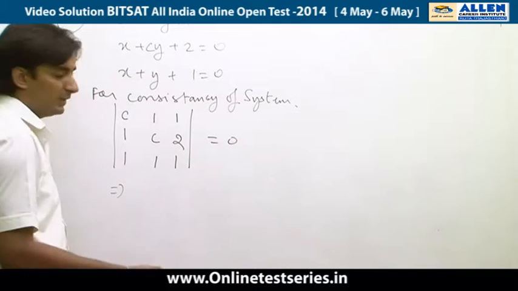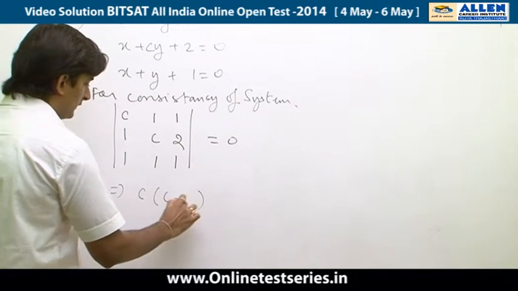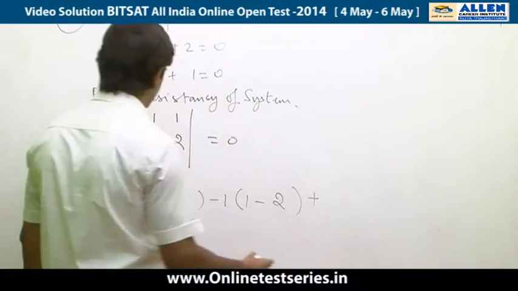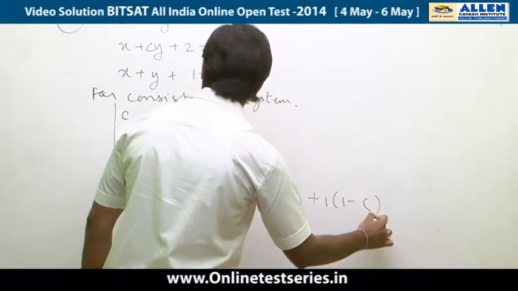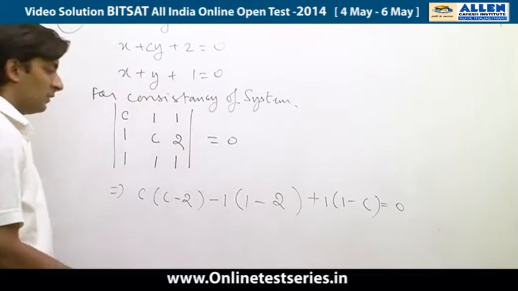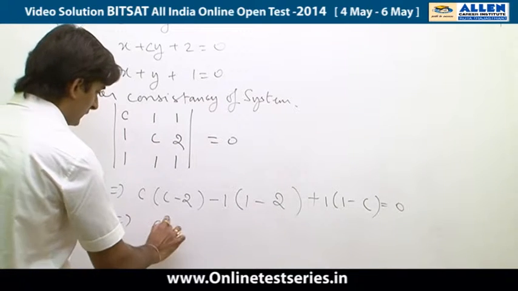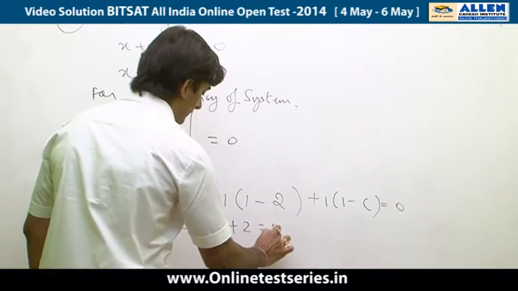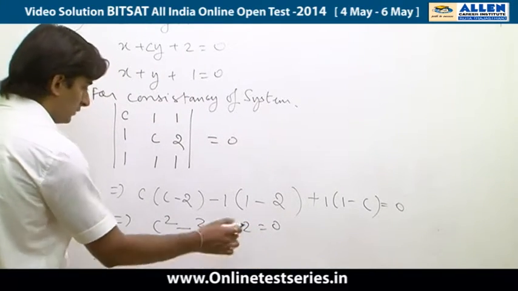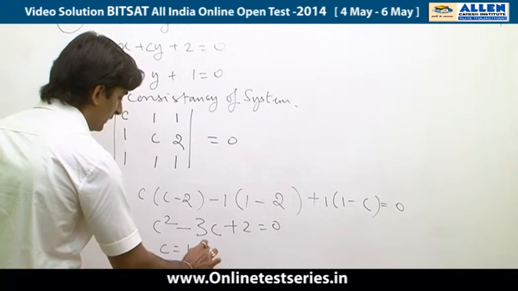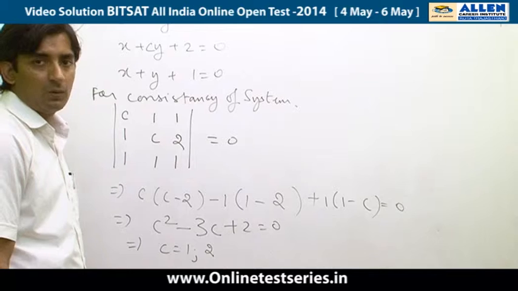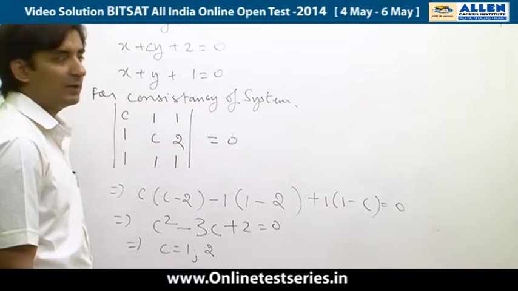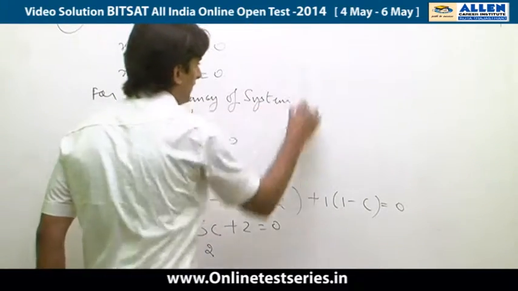So on solving this determinant, it will give us C into (C minus 1) minus 1 into (1 minus 1) plus 1 into (1 minus C) equals 0. On simplification, this equation will give us C square minus 3C plus 2 equals 0. This gives us two values of C, that are C equals 1 and C equals 2. Now on getting these two values of C, we need to check if our system does not give us any extra result.